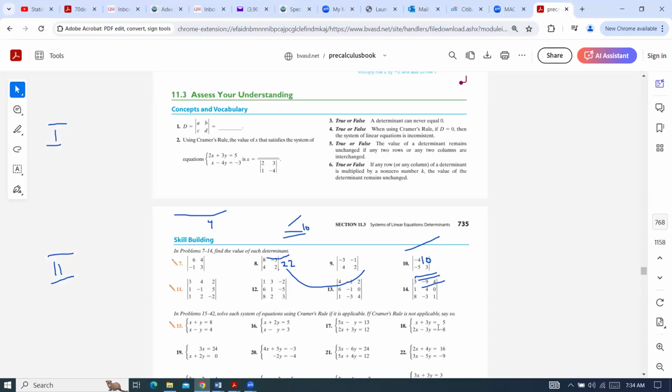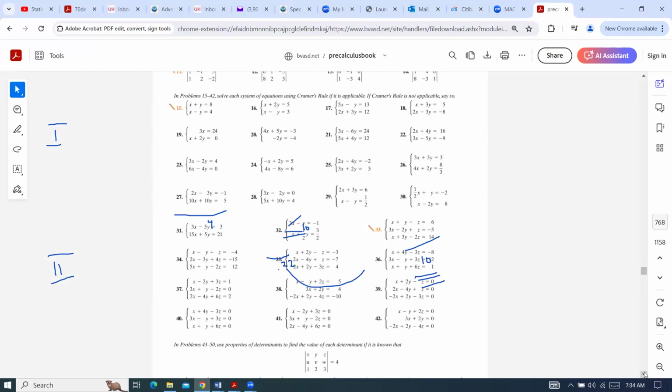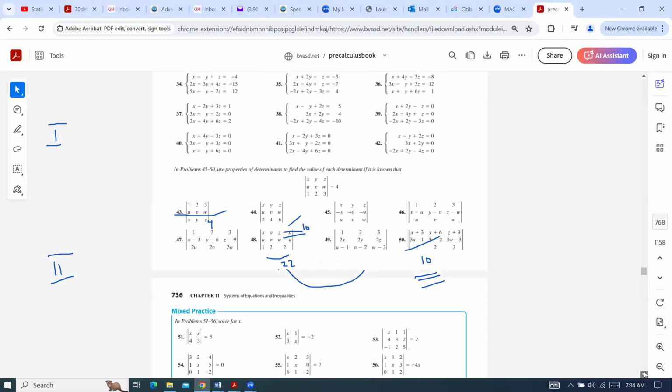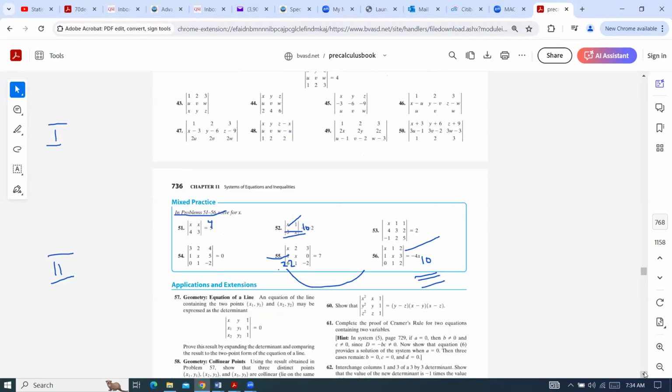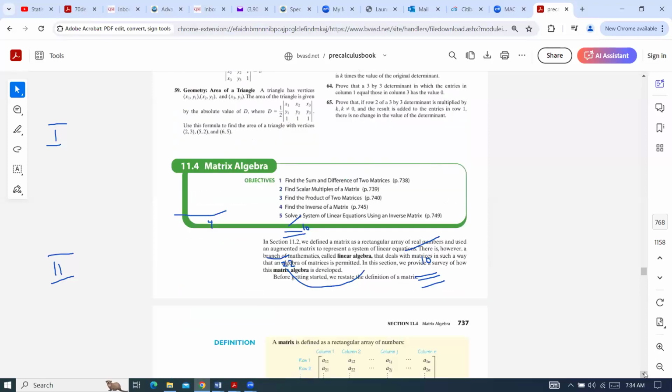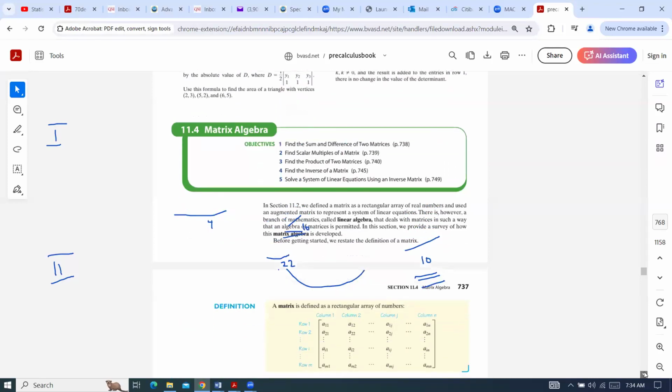Now, system solving. We already learned how to solve systems, and there is another method of doing it that is good for using computers. I'm not going to worry about it. I'll just skip that and move to section 4 of chapter 11 that deals with various matrices.